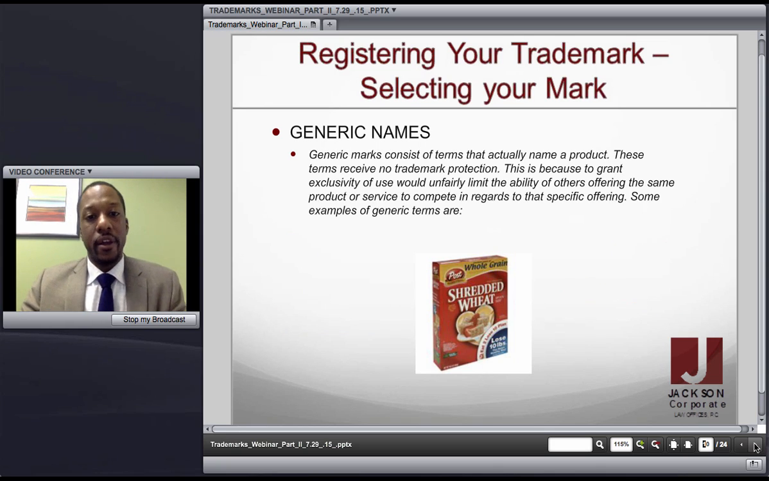And then you have generic names. Now, generic names are the weakest of all, and you cannot trademark a generic name. So this is something like shredded wheat. And so if you have a product or service and you're really trying to receive protection, stay away from generic names.